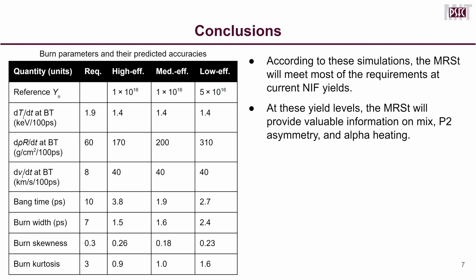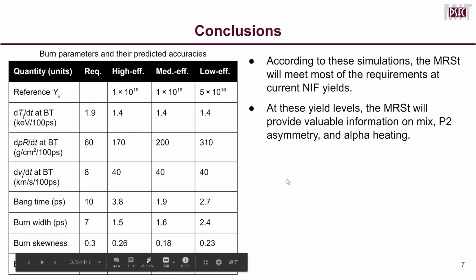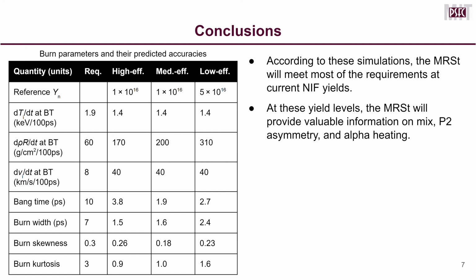To conclude, here is shown all of the requirements that were calculated with the hydro simulations, as well as the estimated accuracies of the different MRSt configurations at certain yields. And you can see that most of the top-level physics requirements are being met at these yields. According to these simulations, the MRSt will meet most of the requirements at current NIF yields. And at these yield levels, the MRSt will provide valuable information on mix, P2 asymmetry, and alpha heating.